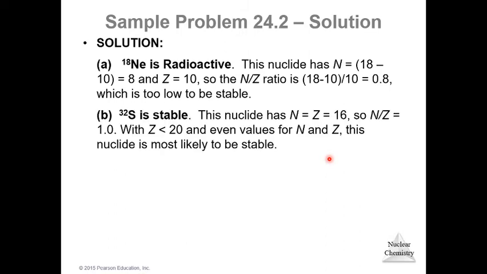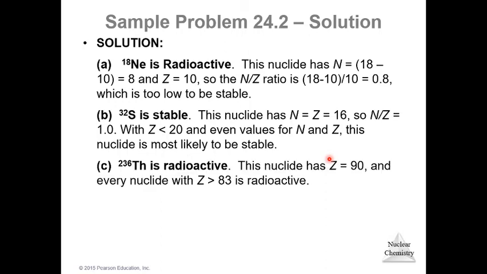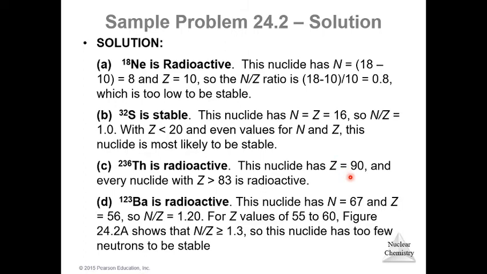Sulfur-32 is stable because it has a 1:1 ratio of neutrons to protons. Thorium is radioactive simply because it's big. Atomic number 90, it's going to be unstable just because it's too big. And barium-123 is radioactive because it doesn't have enough neutrons. It's a large nucleus, so its ratio of neutrons to protons needs to be closer to 1.5, and its is only 1.2. Not enough neutrons to be stable, not enough glue in the nucleus.